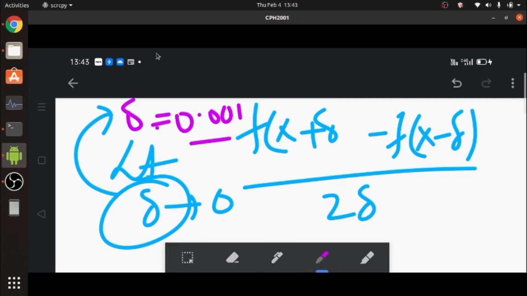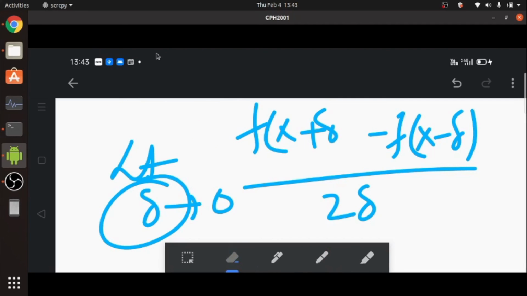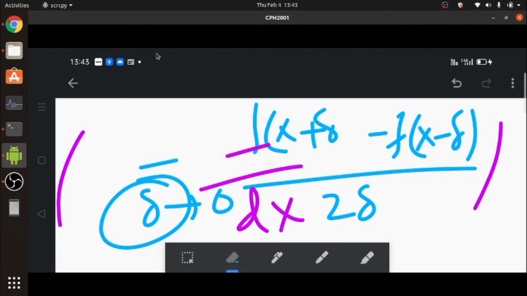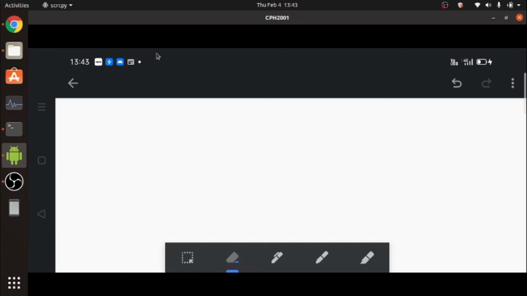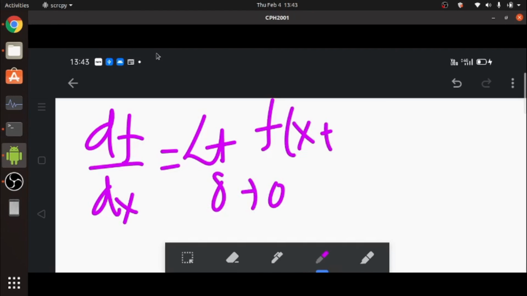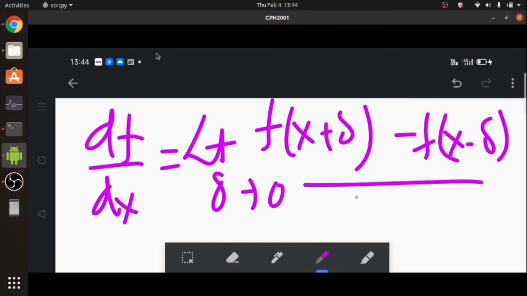So this is what is called the derivative of a function, and this whole thing is denoted by d f by d x. I'll write very clearly so that you can understand. So df by dx is equal to the limit as delta goes to 0 of f(x plus delta) minus f(x minus delta) by 2 delta.